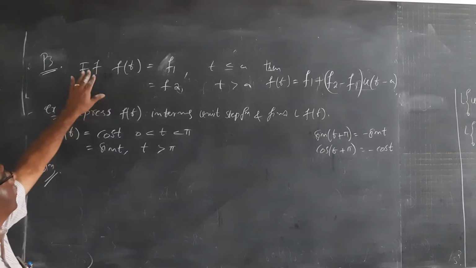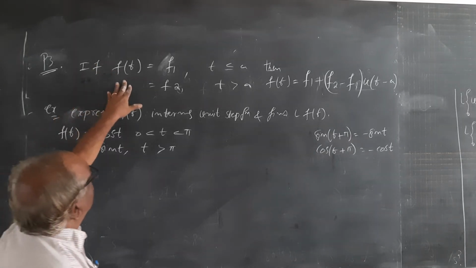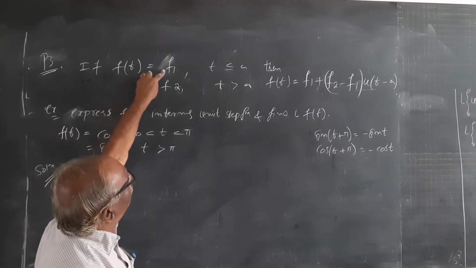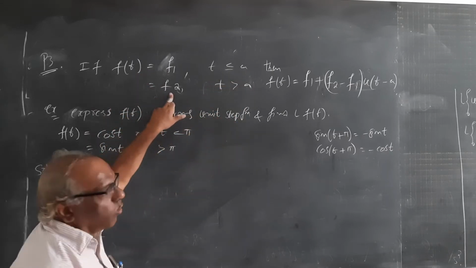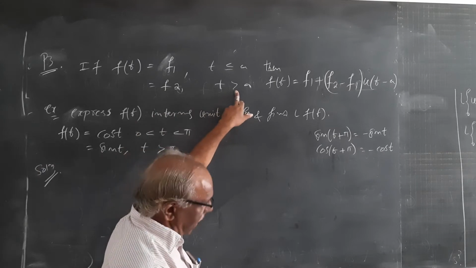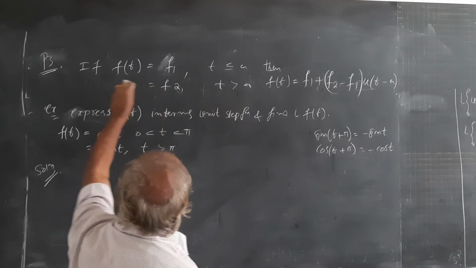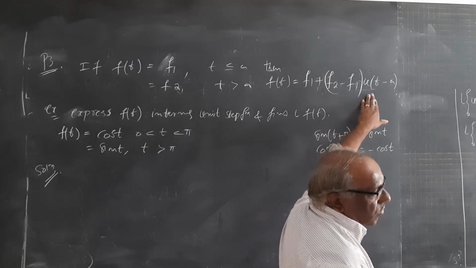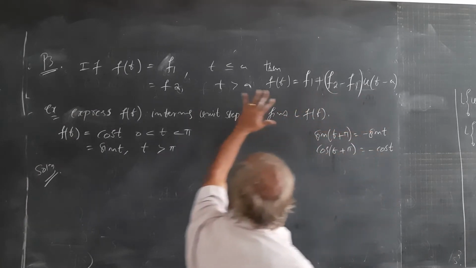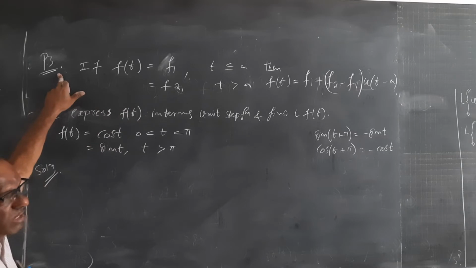Now, suppose f of t is given to be f1 for t less than or equal to a and f2 for t greater than a. Then I can express f of t in terms of the unit step function in this form. This is property number 3.